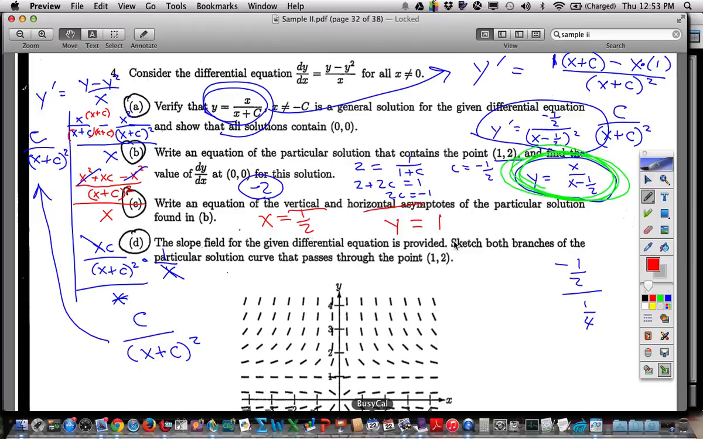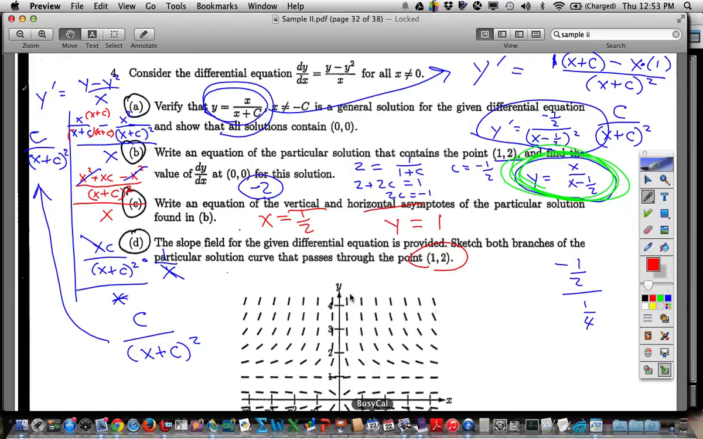All right, the slope field for this is given below. Sketch both branches of the particular solution that passes through 1, 2. This is another good example of a problem where each part kind of helps you with the next part and so forth. The horizontal asymptote and vertical asymptote should help us here. Okay, we're supposed to be drawing this equation, but we've got a lot of information that we just found out about. We found out the slope at the origin is -2, right? We found out all that stuff, and I hate to lose all this and move this up. So I'm going to try not to. It said both branches. So we've got a vertical asymptote at 1/2.